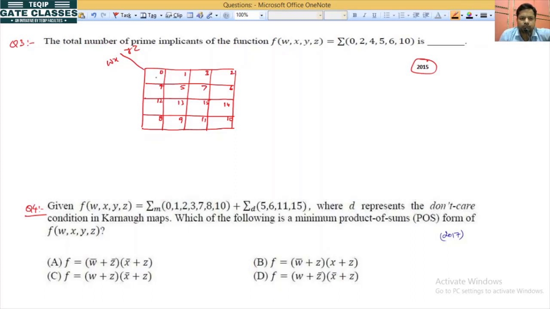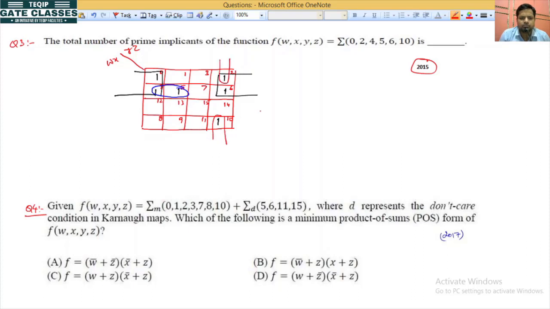Okay, so it is sum of min terms. So 0 is 1, 2 is 1, 4 is 1, 5 is 1, 6 is 1, 10 is 1. Where is 10? 10 is 1. So the total number of prime implicants we have to find out. If you talk about grouping, these two can be grouped with these two. The next group is a pair, and the third one will be this one.